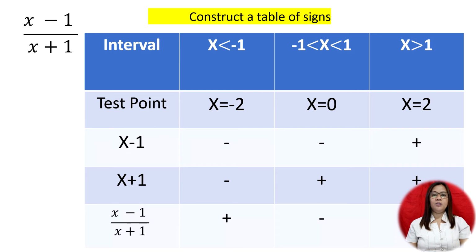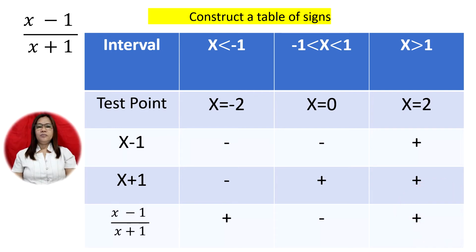Construct a table of signs. For the interval x is less than negative 1, the test point is x is equal to negative 2. For x minus 1, we have negative 2 minus 1 is equal to negative 3. We don't need to write negative 3 anymore, just write the sign, which is negative. For x plus 1, negative 2 plus 1 is equal to negative 1. So we have negative. For x minus 1, which is negative, and x plus 1, which is also negative, negative divided by negative is equal to positive.